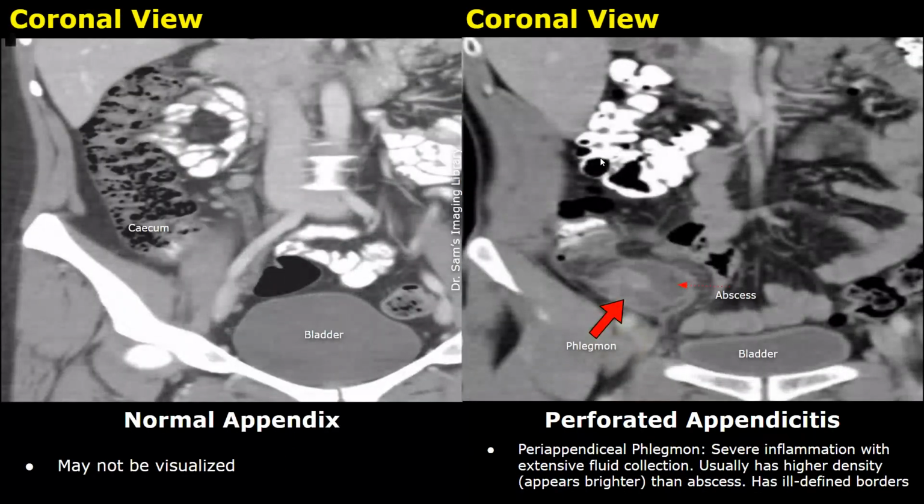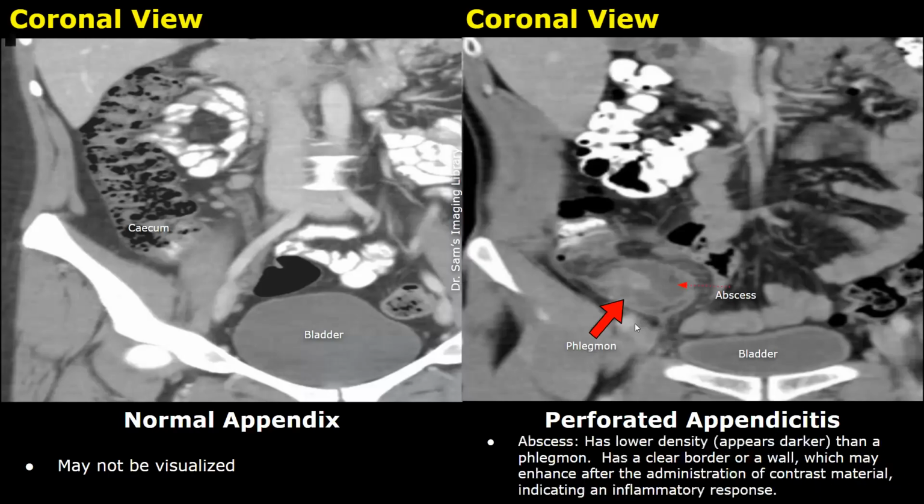Here we can see the phlegmon in coronal view. It usually has a higher density than an abscess. There is severe inflammation, and this strongly suggests perforation. The abscess has lower density than the phlegmon, so it appears darker. The abscess has a border which enhances with contrast material.